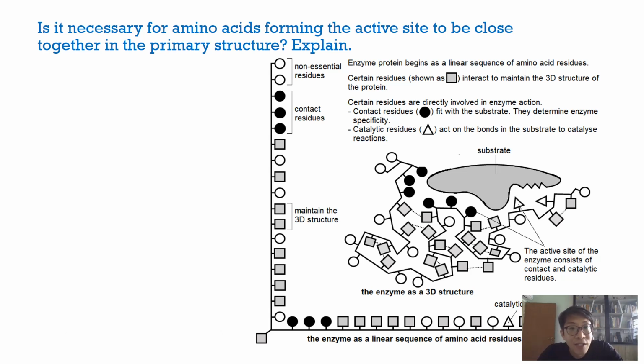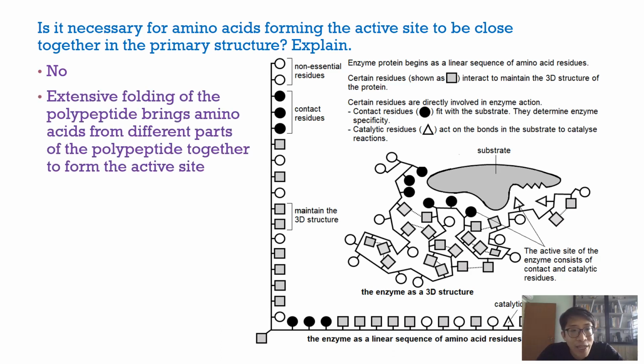Alright, now that you have your answer, I hope it is no. As you can see from this diagram, the contact residues here in black and here as well are pretty far apart. And the catalytic residues here, the triangular ones, are also far apart from the contact residues in this example. So they do not have to be close together in the amino acid sequence of the primary structure, because during the extensive folding to form the tertiary structure of the enzyme, these amino acids, which are far apart, can be brought close together to form the active site, as you can see in this diagram here.